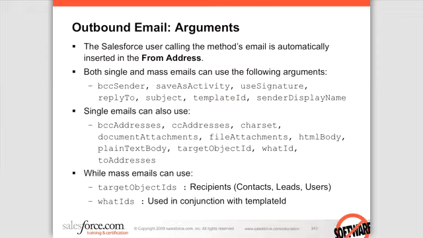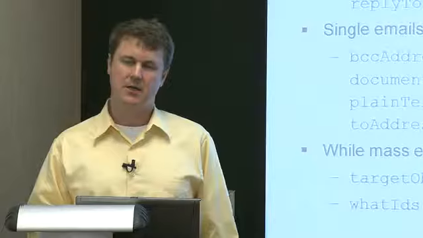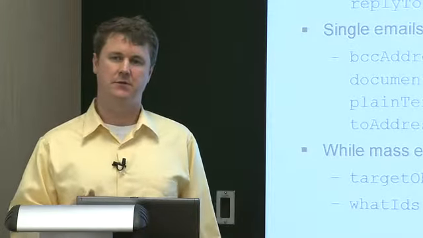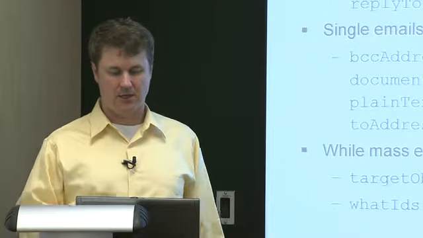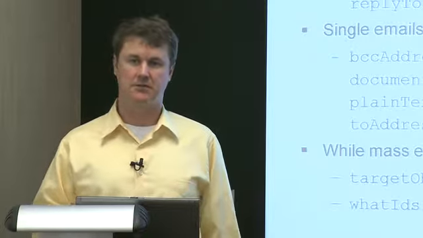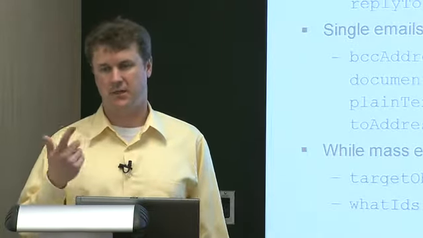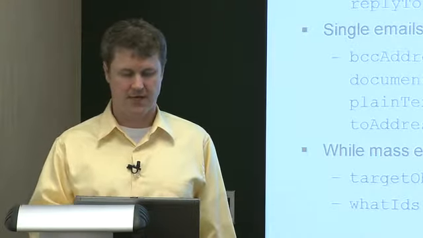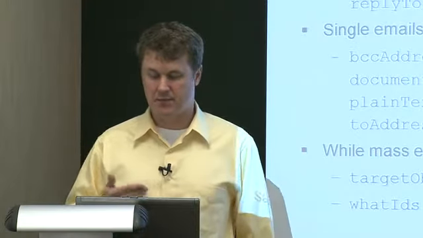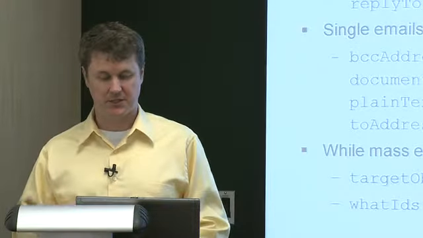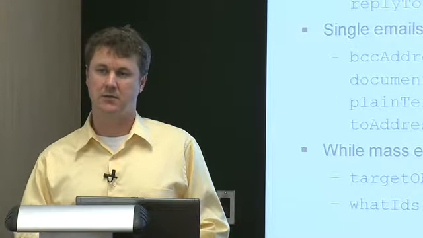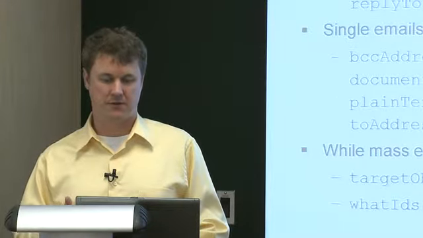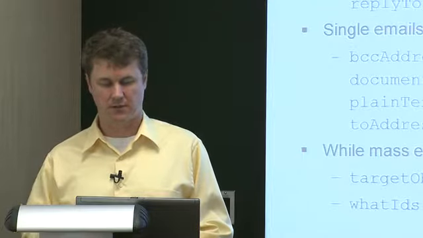What's the difference between a target object ID and a what ID? The what ID is the reference to the template ID. The target object ID, in the case of a single email, there's just one of these, versus the mass email, which has multiple. These are the recipients, who you're sending this to, in terms of being contacts or leads, whatever object it is that we're referencing as the target for who we're sending this to.